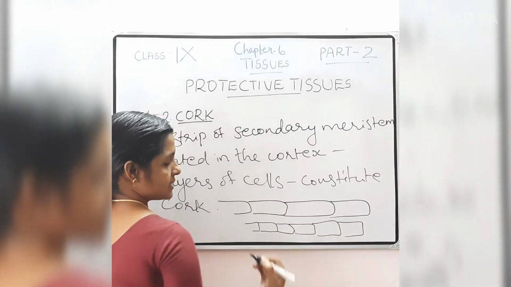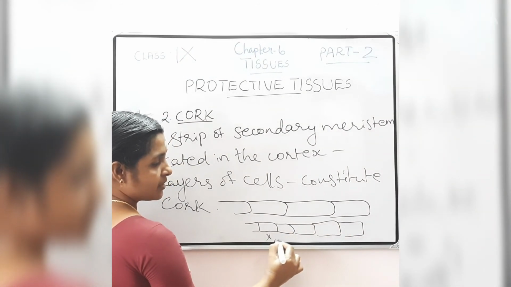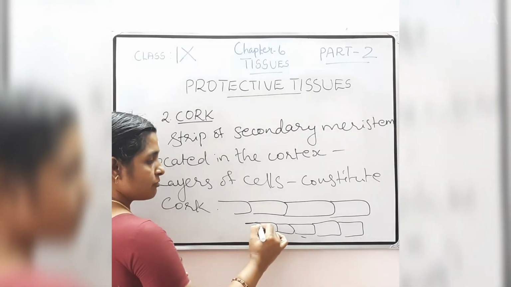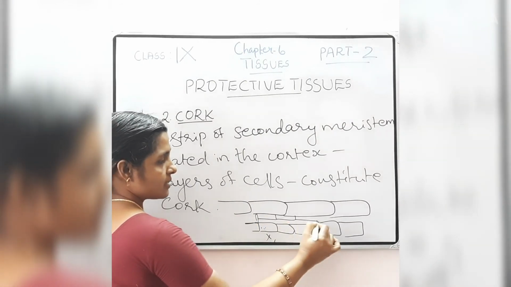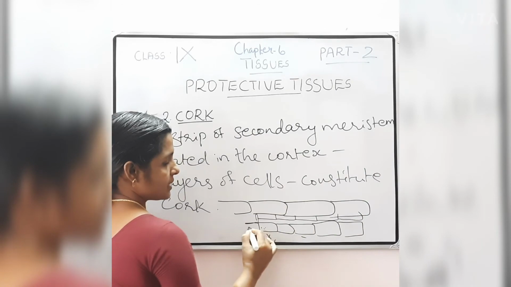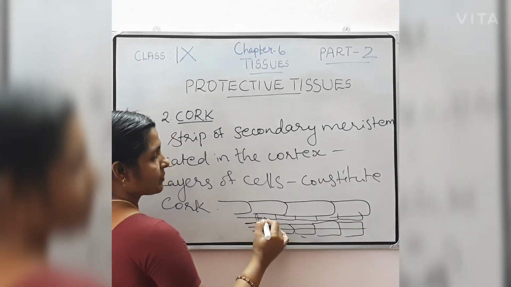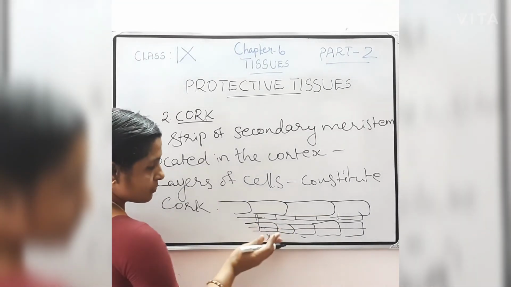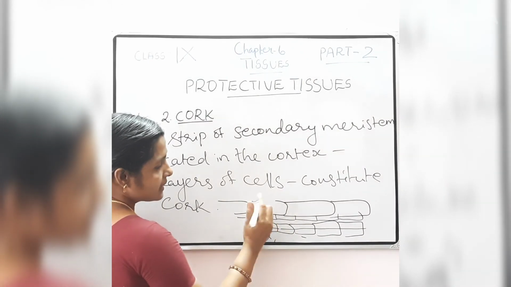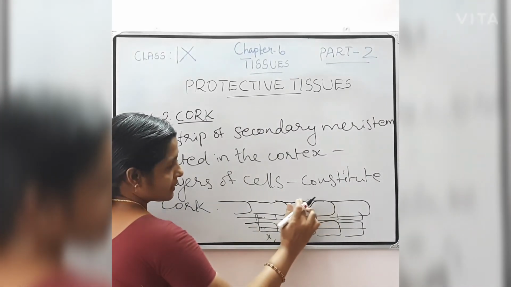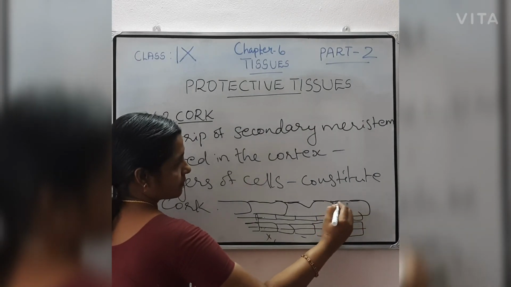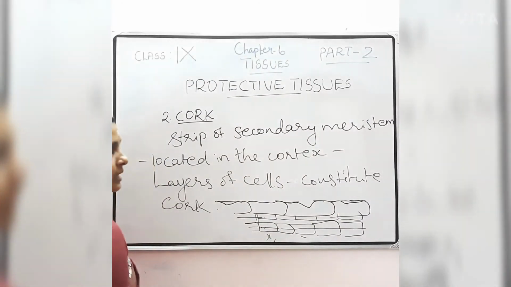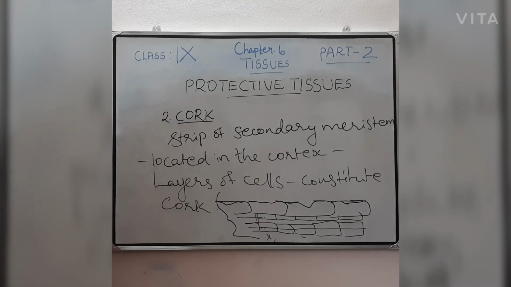Below the cortex you can see the xylem and phloem, and this undergoes certain changes and forms different layers of cells. Because of the force of these layers formed behind the epidermis, the epidermis will rupture. So the ruptured epidermis with the different layers of cells constitutes what? Cork. Okay.